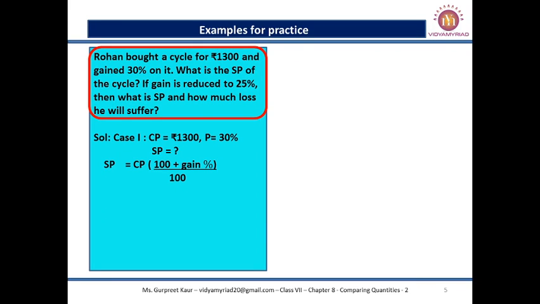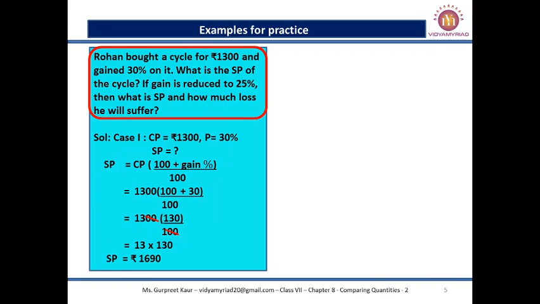SP is equal to CP into 100 plus gain percent upon 100. So whatever is given to you, just put it into this. This is 1300 into 100 plus 30 upon 100. Cancel it and you will get your SP as rupees 1690. So when your cost price was 1300 and your profit on it was 30%, your selling price was 1690.